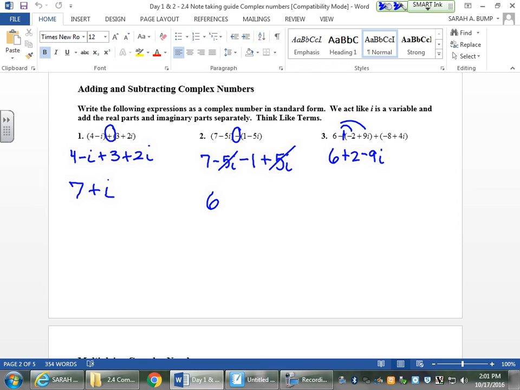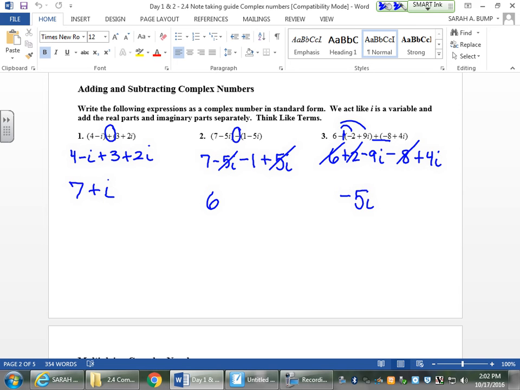When you add a negative 8, adding a negative is just subtracting. So instead of doing plus or minus, I'm just going to write a subtraction sign, and then it'll say plus 4i. Combine all of our real parts. So 6 plus 2 is 8, and then we have a minus 8, so here the real parts are going to end up canceling each other out, and negative 9i plus 4i is negative 5i.